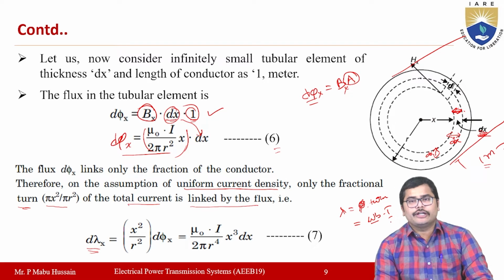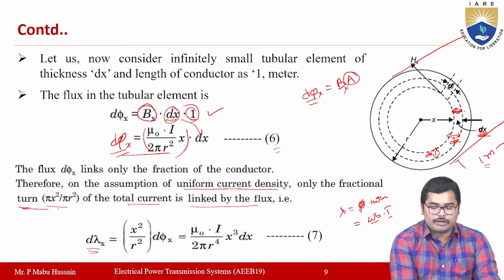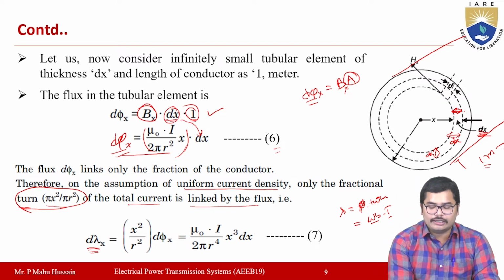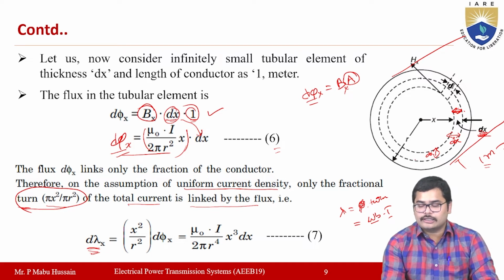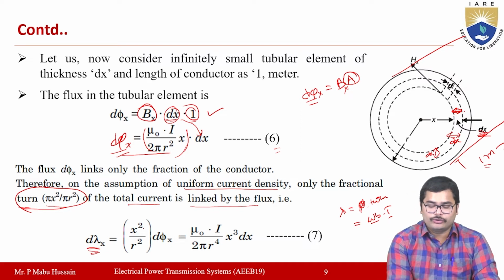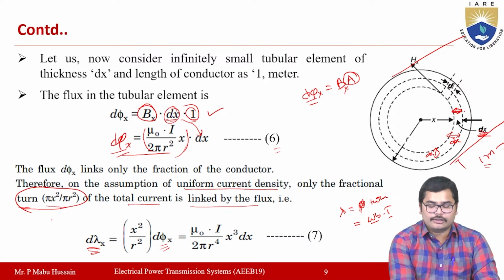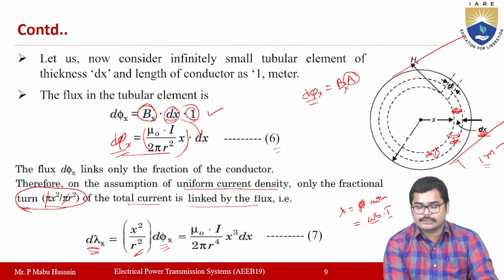Now if you determine the flux linkages from this flux d phi x, which is linking a number of turns equal to pi x square by pi r square, then d lambda x, the flux linkages inside this tubular element, will be equal to x square by r square into d phi x. Flux is d phi x and turns are x square by r square. You have to consider this.